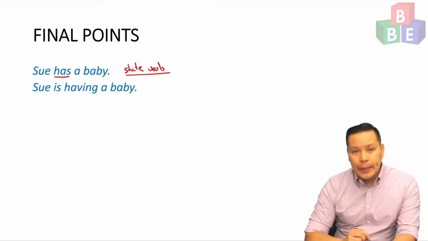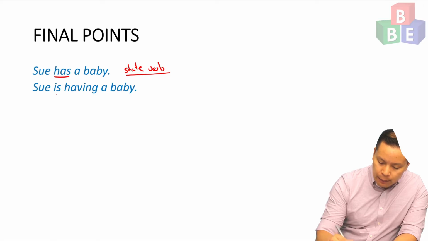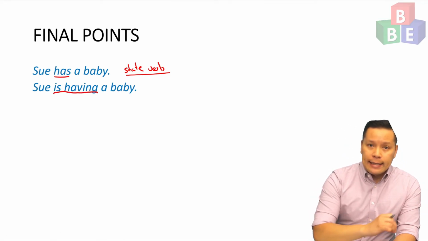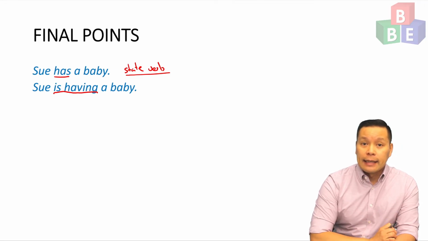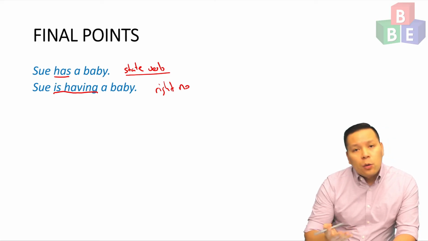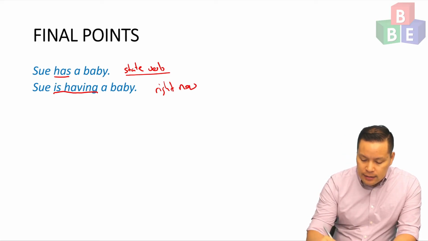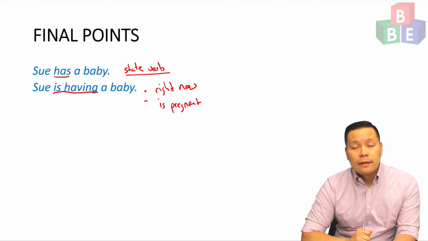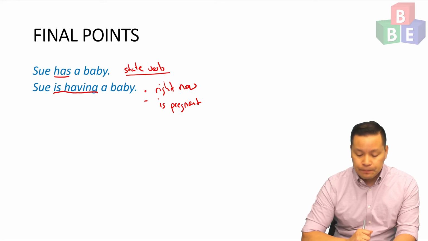Sue is having a baby. Well, this could have a number of meanings. It could mean that she's having a baby right now, in other words, giving birth. Or we could say that she is pregnant. Okay, and then she is going to have a baby sometime in the next nine months.